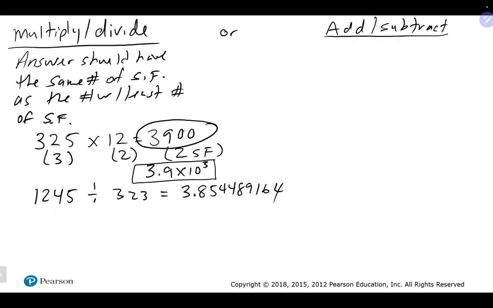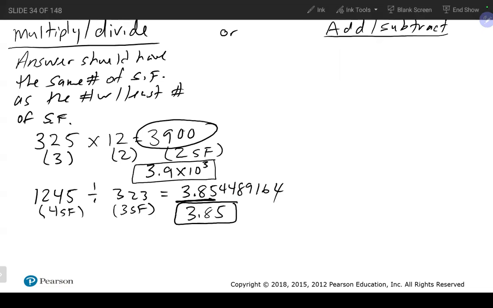So we are dividing, so we want to look at significant figures of the numbers we just divided. The very first number here has how many significant figures? 4. The number we divided by has 3, the least number of significant figures, which means our answer should actually end up at 3 significant figures, which takes us to here. And the right answer should be 3.85, 3 significant figures. Question on that?